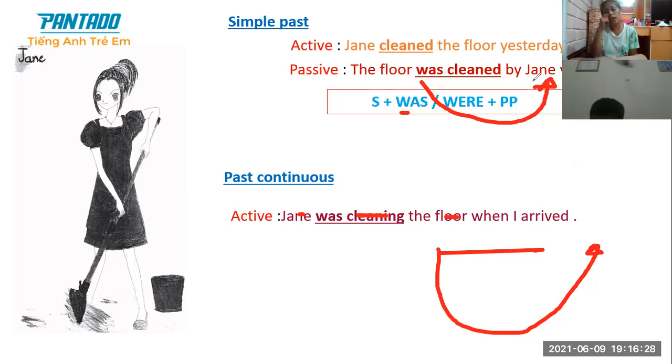Okay, next. Jane was cleaning the floor when I arrived. Okay, was cleaning. From the words was cleaning, Jane was cleaning the floor when I arrived, teacher. Was cleaning, so it means it's finished. Jane was cleaning the floor when I arrived. Okay, was cleaning. Okay, next.